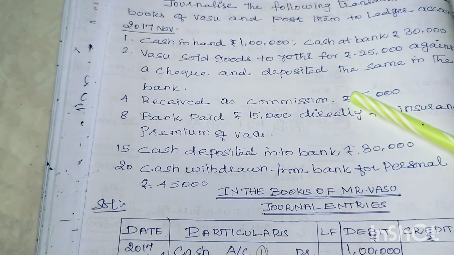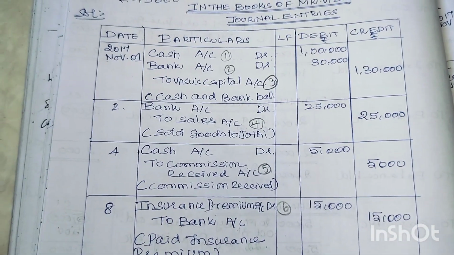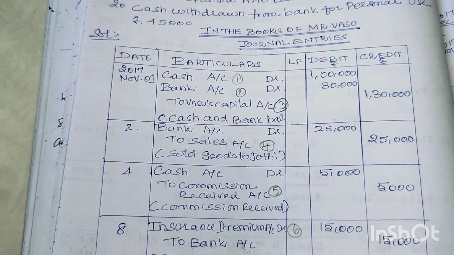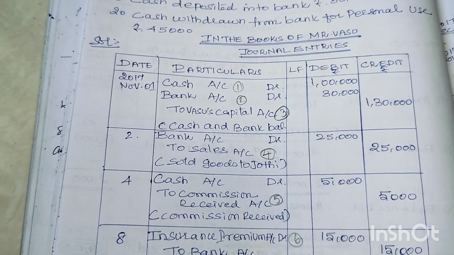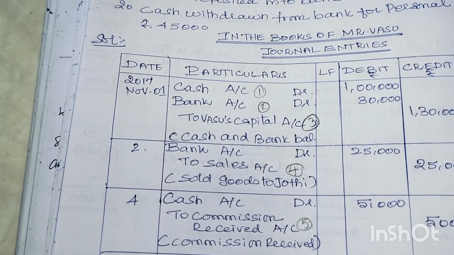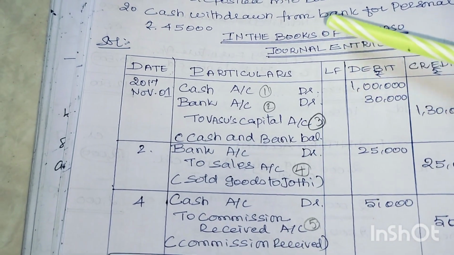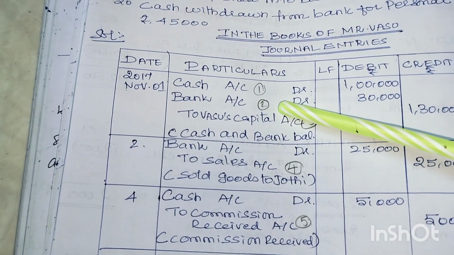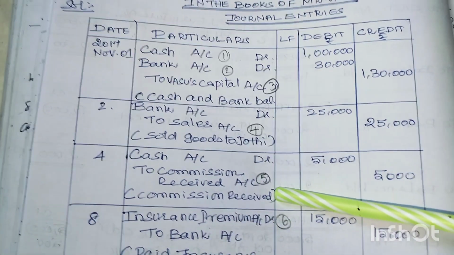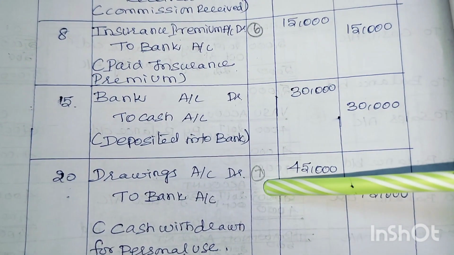So from the given transactions, we prepared the journal entries. Okay, what do we do next? Now we are going to post them into ledger accounts. How many respective accounts are we going to post in the ledger? There are 7 respective accounts we are going to open in the ledger. What are they? Cash account, bank account, Vasu's capital account, sales account, commission received account, insurance premium account, and drawings account.